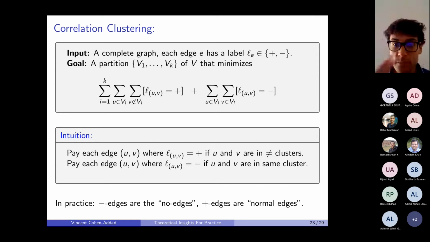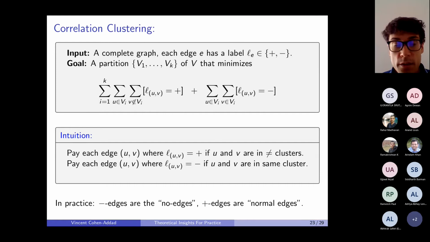And the goal is to minimize the following objective, where you sum over all clusters. You will pay for each plus edge that is across clusters and each minus edge that is internal to a cluster. So for each edge UV, where both U and V belong to the same cluster and it is a minus edge, you pay 1. Each edge UV that is a plus edge, for which U and V are in different clusters, you pay 1. Okay, so that's the objective. That's what you want to minimize.